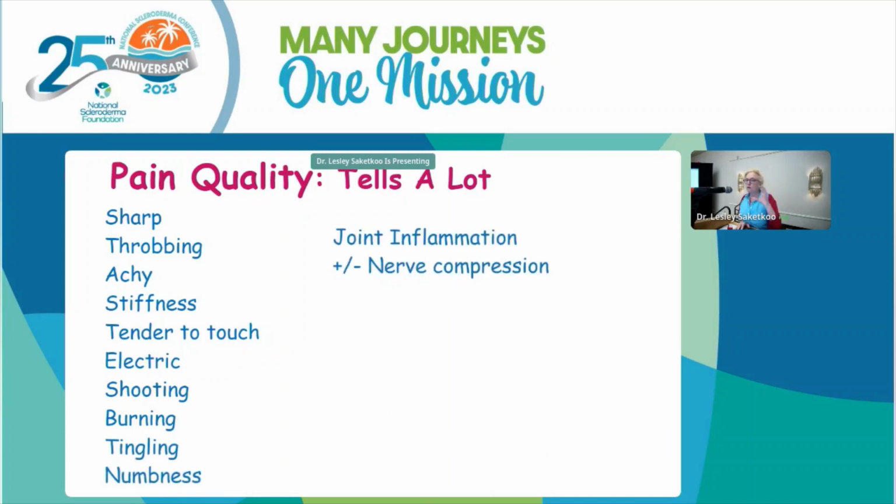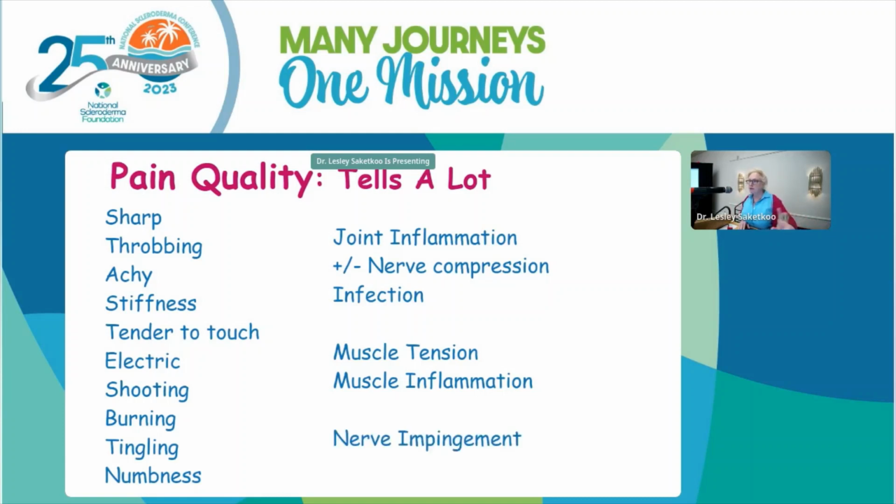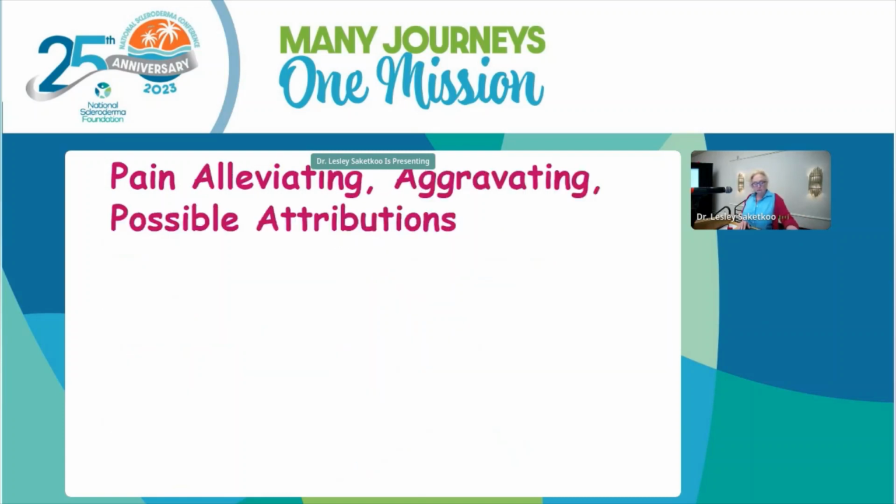So all of these different qualities suggest different things. Sometimes they suggest inflammation, with or without nerve compression. Those are two different things. Infection has a different type of feeling. It has more of a throbbing, pressured feeling. Muscle tension has a different feeling. So pain is like a prism with so many different facets. And the more we're able to describe it, the better we're able to get help.